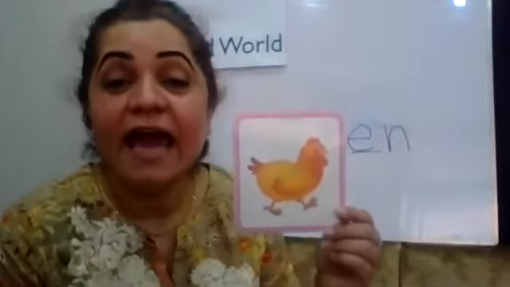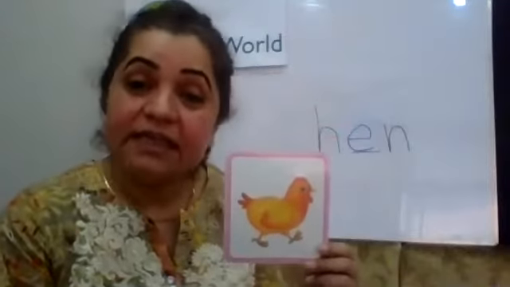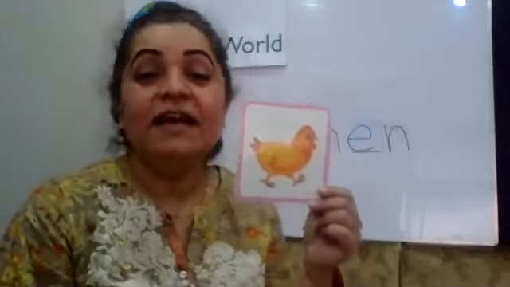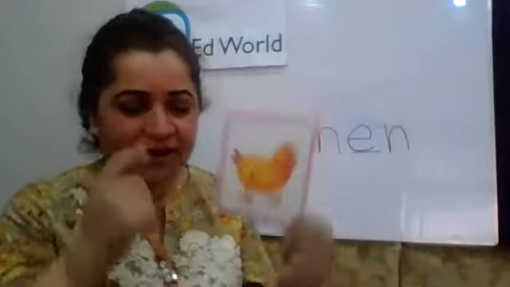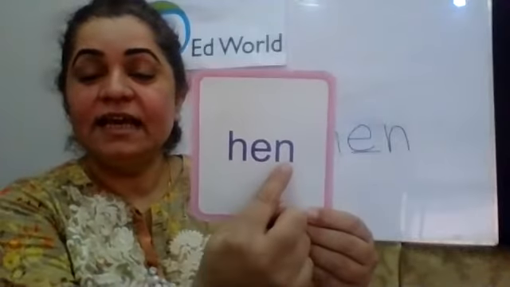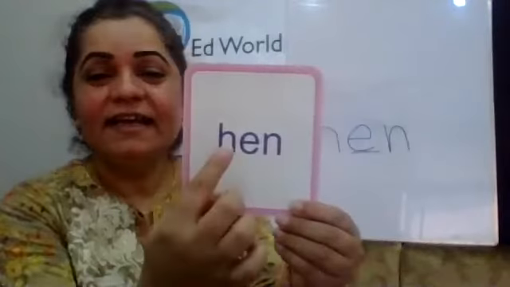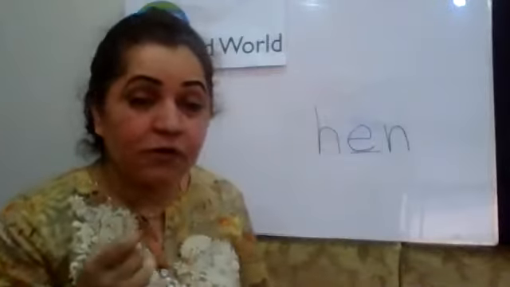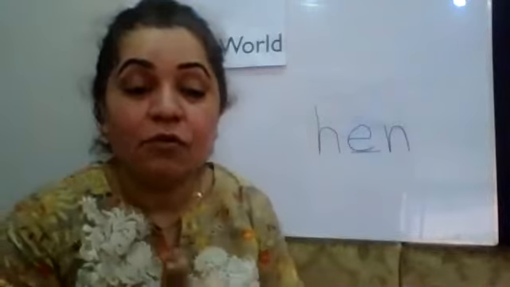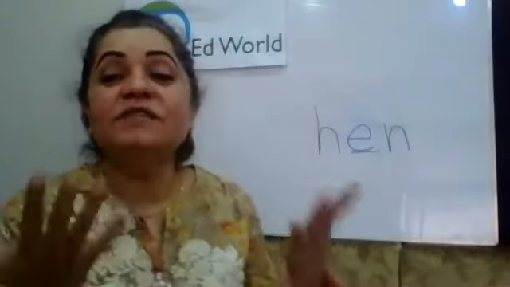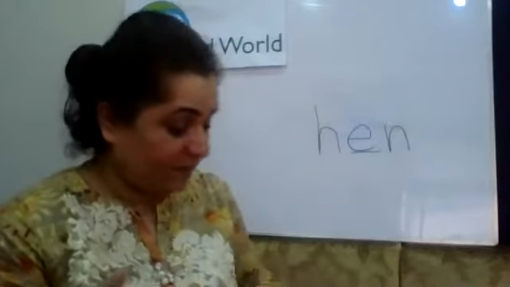So, hen, H-E-N, hen. H-E-N, hen. Very good, see? H-E-N, hen. So you are only writing the missing vowel in that. So that makes it easy for you, right? Because you have done that already in the previous class.